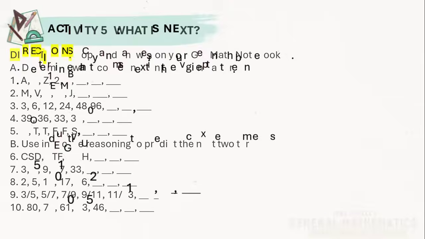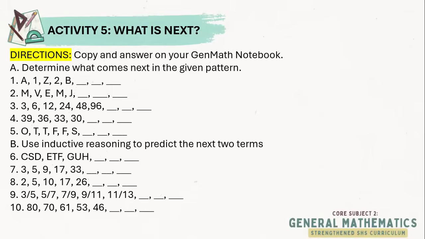So for your assignment, let's have activity number 5. What is next? So you copy and answer on your GenMath notebook and answer the 10 items here. So for the first one, you have to determine what comes next in the given pattern. And letter B, you have to explain how you were able to get the next two terms of the given sequence. So try to figure out the reason on part B.